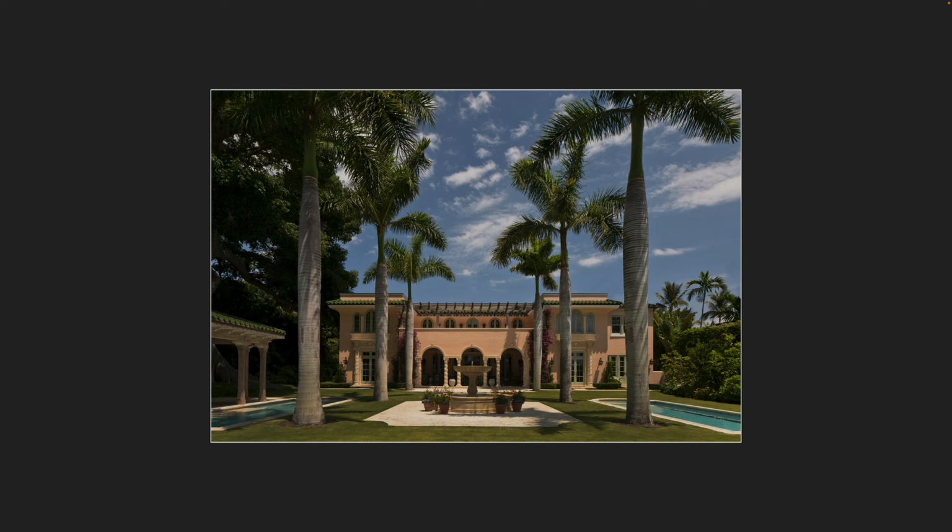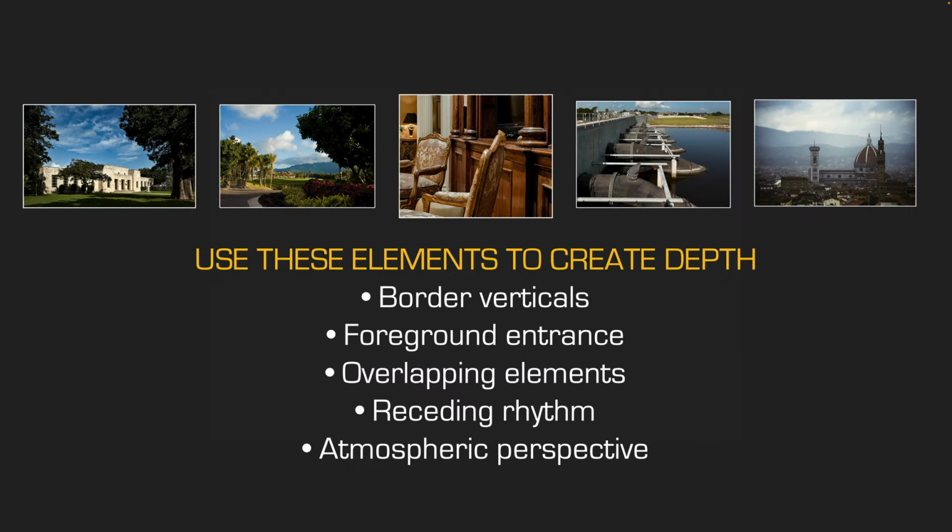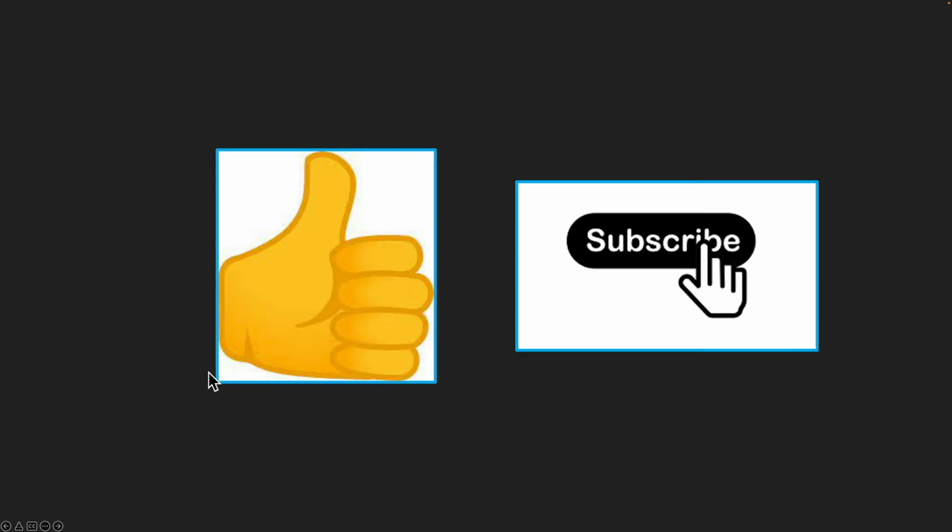And the totality of all of this, when you create all of these levels of depth, it gives real interest and dynamism to your photograph. So here are the elements to think about when you're setting up your photo. 1, border verticals. 2, a foreground entrance. 3, overlapping elements. 4, receding rhythm. And 5, atmospheric perspective.